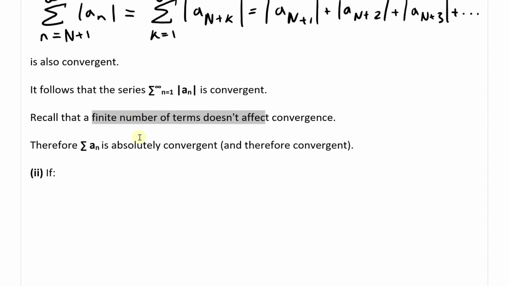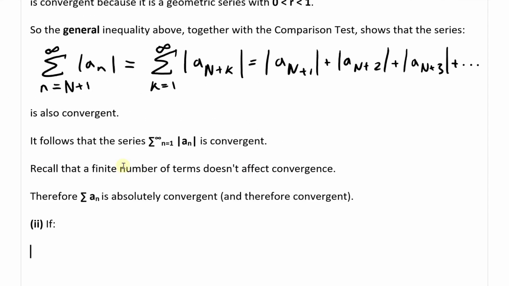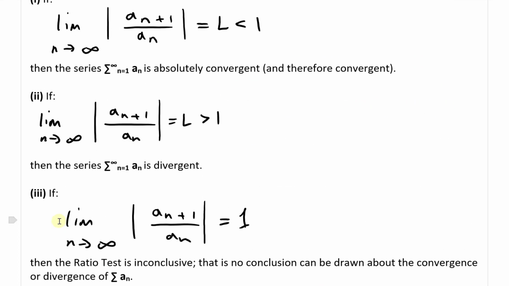So yes, that's a mouthful. Therefore the series, the summation of an, is absolutely convergent, and therefore convergent, because absolutely convergent means it's also convergent in general. Alright, so now let's look at the second part of the ratio test, and let's scroll up here.